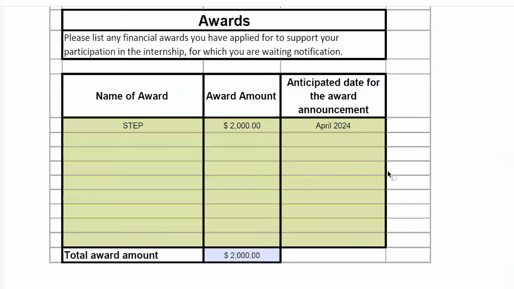Moving to the second page, this is any financial awards that you've applied for to support your internship, and you may be awaiting notification. So for example, the STEP Award, which is the Second-year Transformational Experience Program, in the amount of $2,000. The student expects to receive it in April 2024.